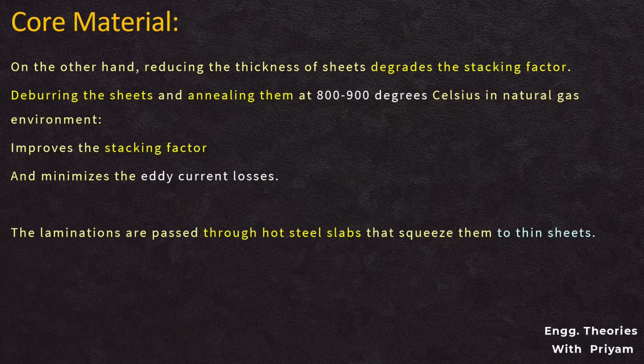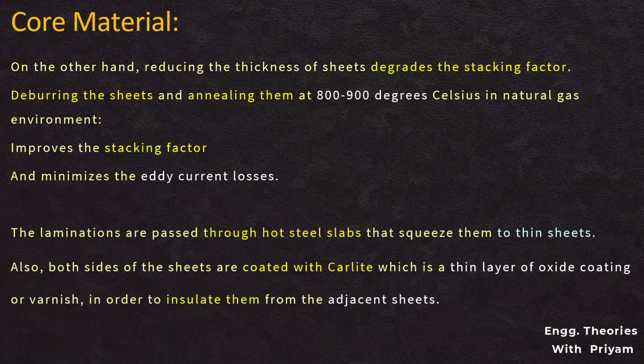The laminations are generally passed through hot steel slabs that squeeze them to thin sheets, and both sides of the sheets are coated with carlite, which is a thin layer of oxide coating or varnish, in order to insulate them from adjacent sheets. Core cross section.